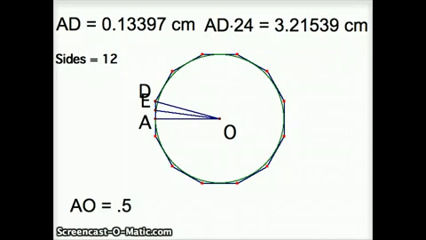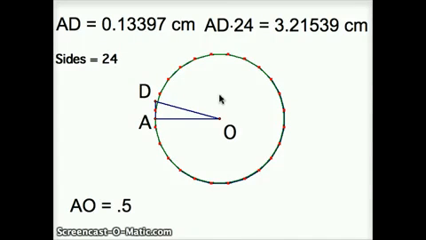Where we last left off, we had figured out that the length of AD was 0.13397, and that gave us an approximation of pi. It was the perimeter of this 12-sided figure, which is 3.21539. Now the goal is to bump this up from 12 sides to 24 sides.